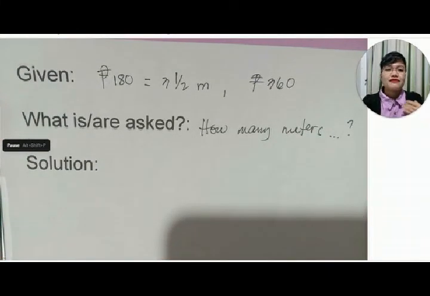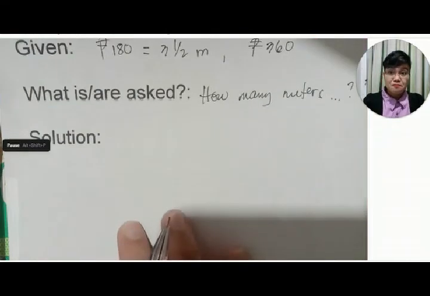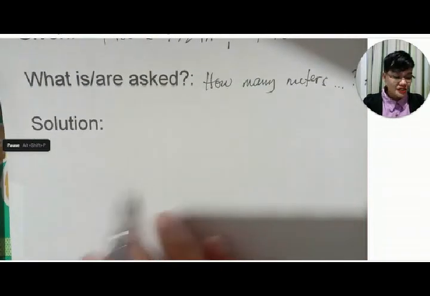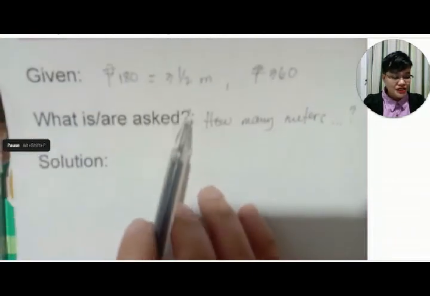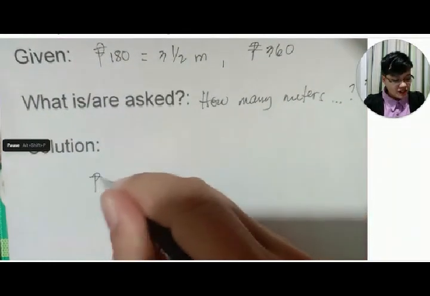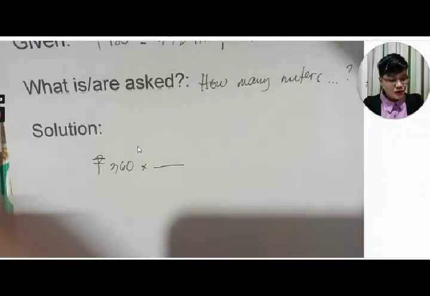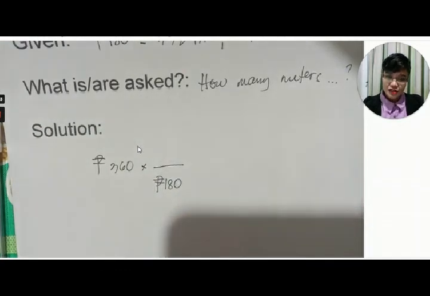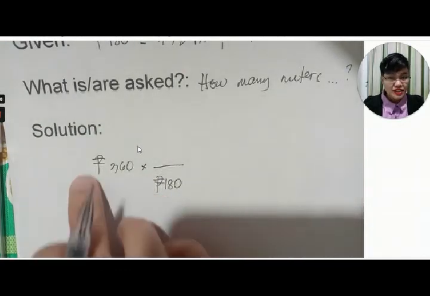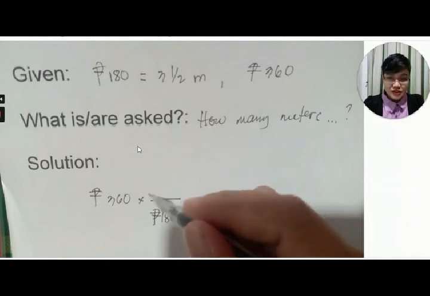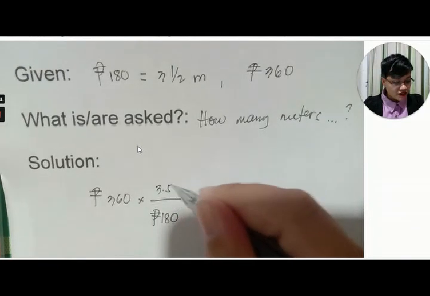Step 3, we have to plan, or we have to try to think of a way on how to solve this. And if we already have a plan on doing so, we can proceed with the solution. We can show the solution. Since we have a conversion factor here, we can use this. Of course, we can also use the given. So let's start off with the given 360 pesos. We have now here 180 pesos being our denominator. Again, we make sure that the denominator and the given have the same units so that we can cancel later on. Okay, and then for the numerator, we have 3.5 meters.